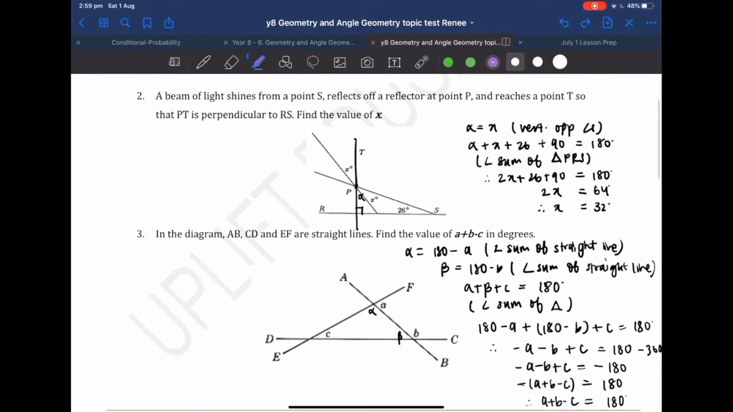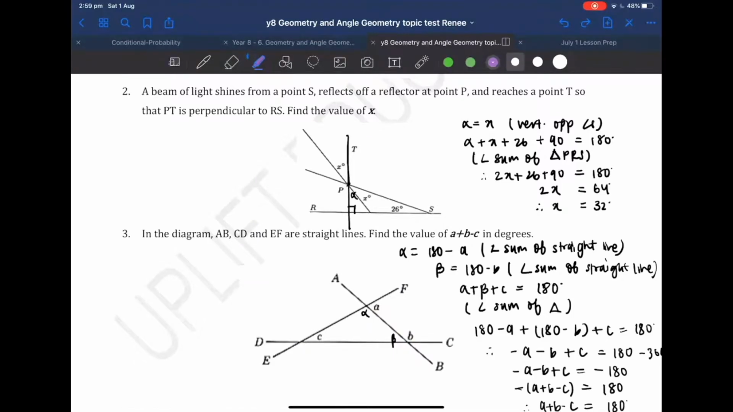So the first thing you needed to do is note that PT is perpendicular to RS. If you guys remember, perpendicular means that they form a right angle when they meet. So when PT meets RS, it forms a right angle. So you guys see here that I've notated that it forms a right angle.